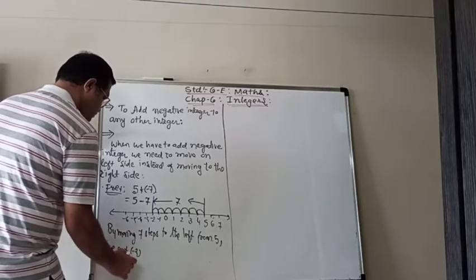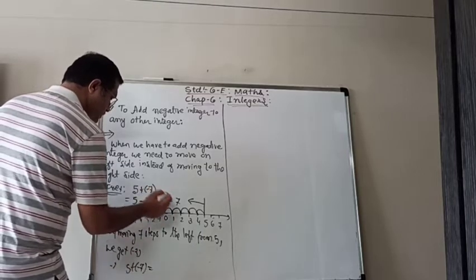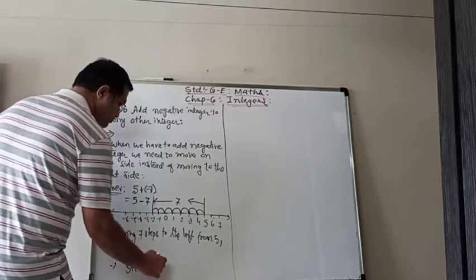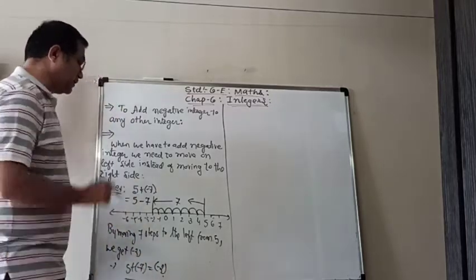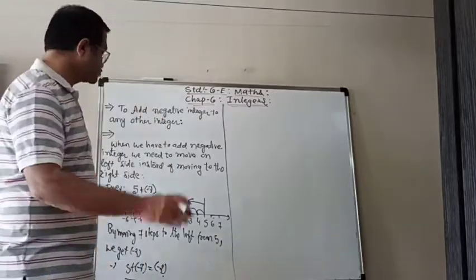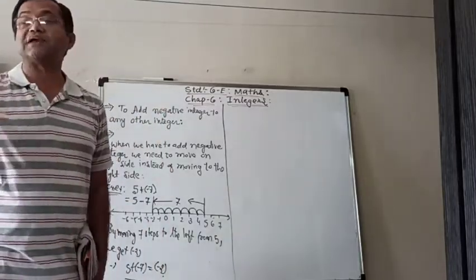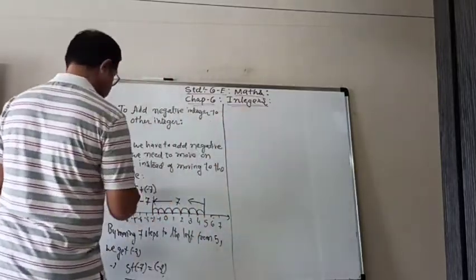Therefore, 5 plus negative 7 is equal to minus 2. That is very, very important. Let's take some other examples also, so that it can be very clear in your mind. Second one.